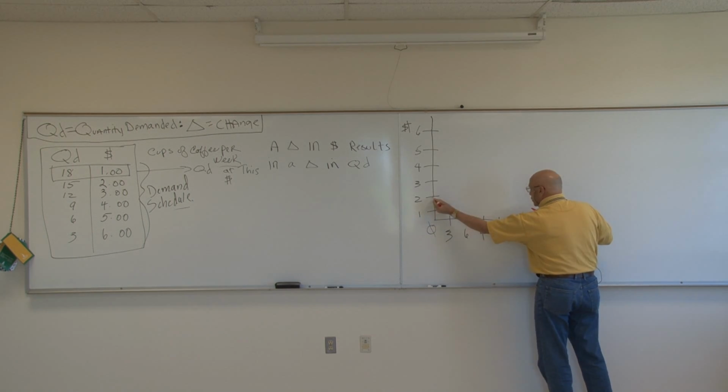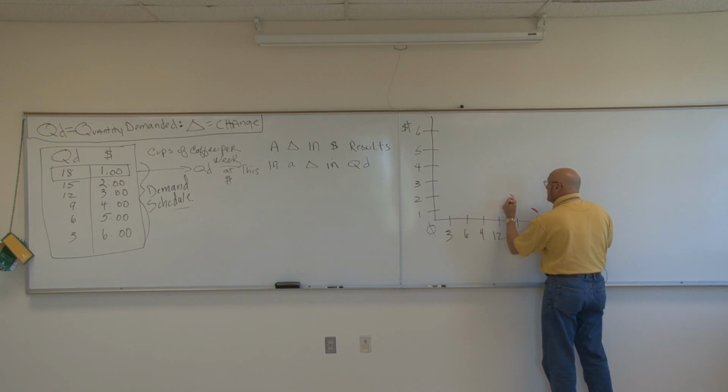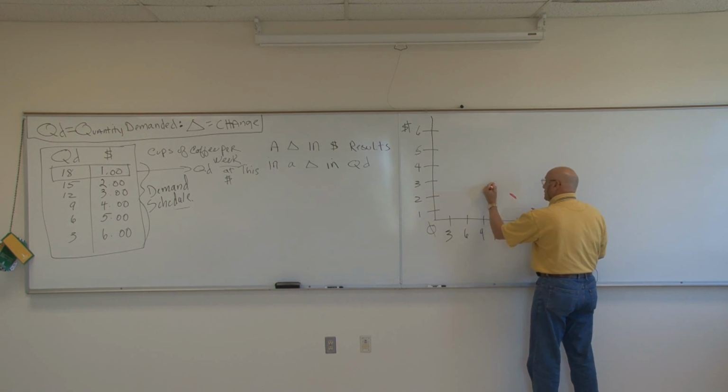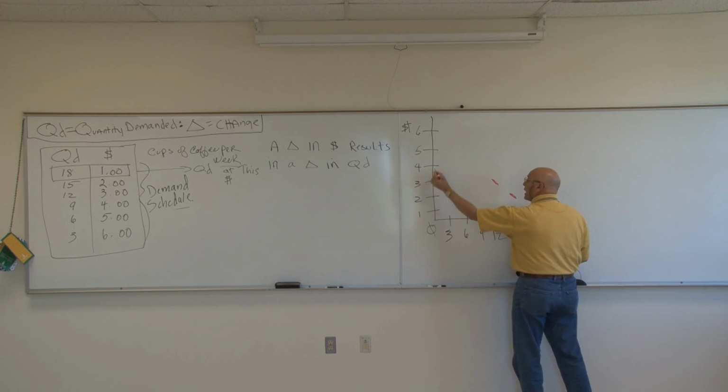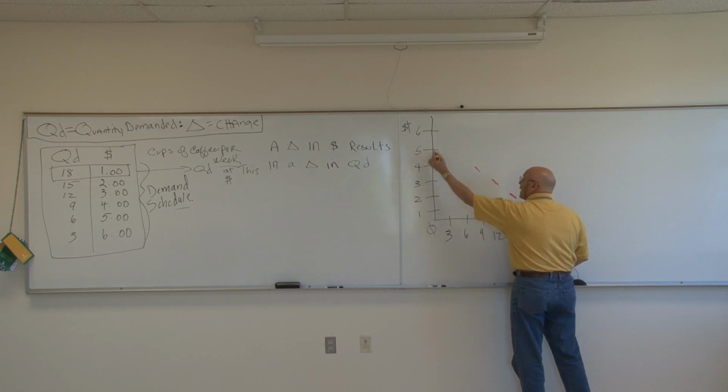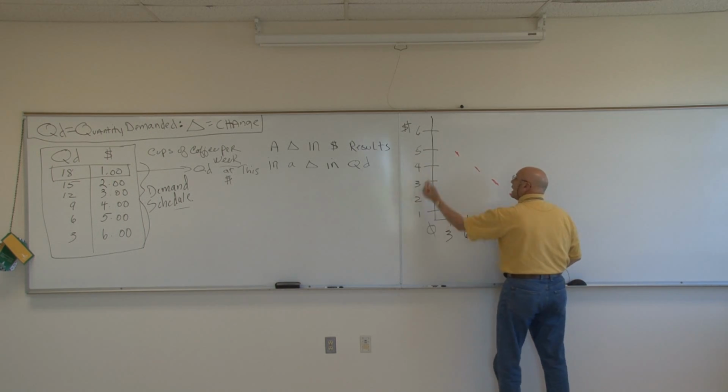If the price is $2, I go up to $2, I come over to 15 and I plot a point. $3 is 12. $4, come up to 4, come over to 9, plot a point. 5 and 6.